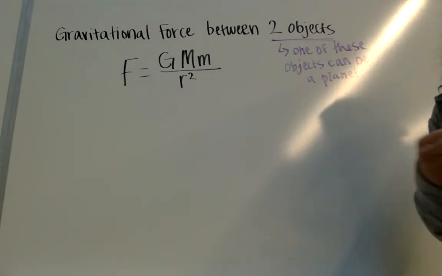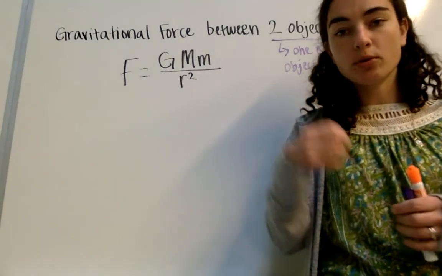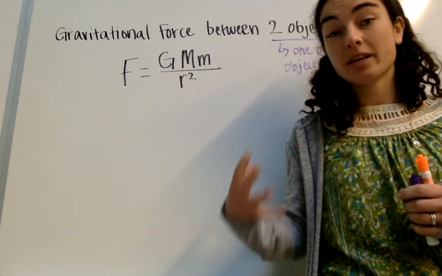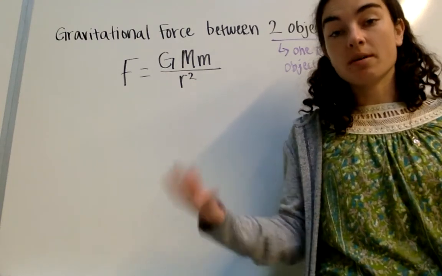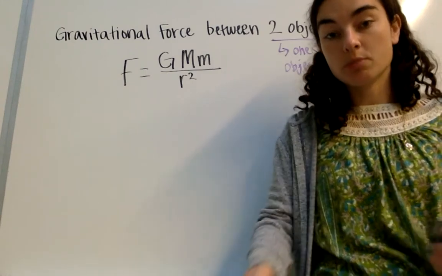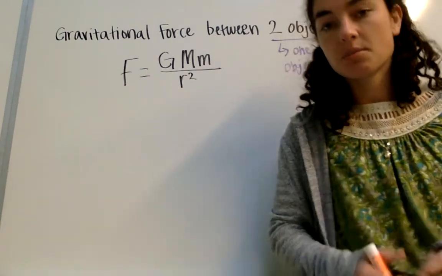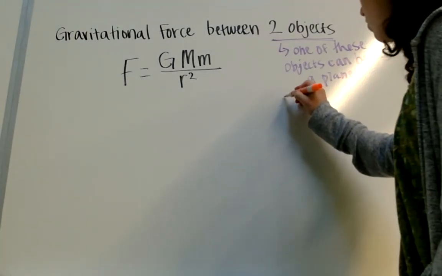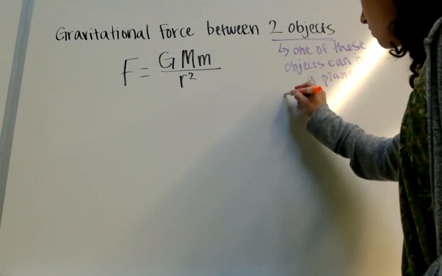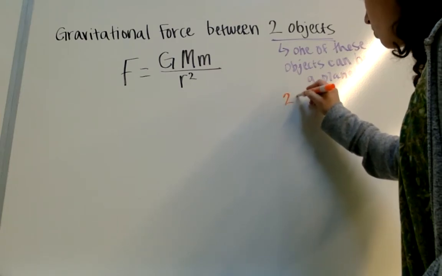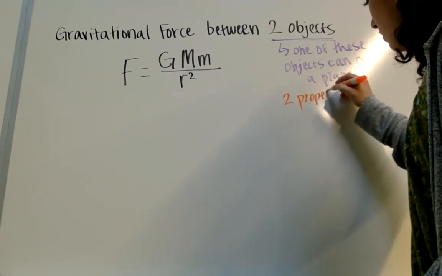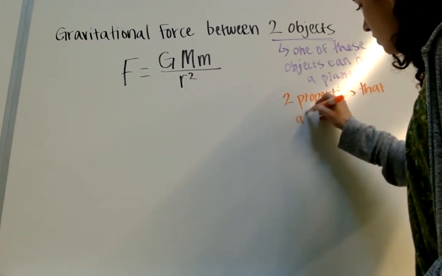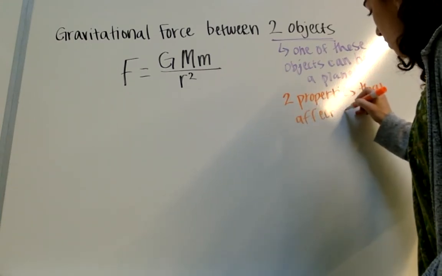So actually there's a force between both objects, between both the planet and yourself, and you're kind of pulling on each other. Obviously the planet's much bigger, so that affects how much it pulls on you. But it doesn't have to be between a planet and a person. So I'm going to write, we're going to take this from our lab this week, two properties that affect pull, gravitational pull.